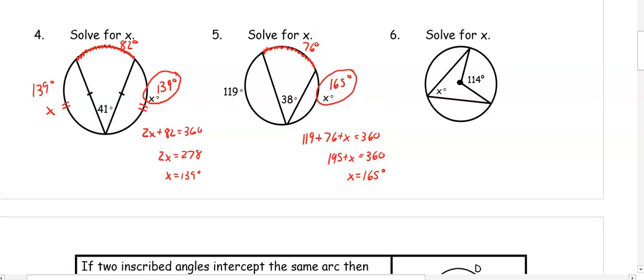In number 6, 114 is a central angle. So a central angle, remember we have talked about earlier in this chapter, is the same measure as the arc, which means this is 114 degrees. X, this angle, is also intercepting the 114 degrees. Because x is an inscribed angle here, we want half of that arc. So x is equal to half of 114, which would be 57 degrees.